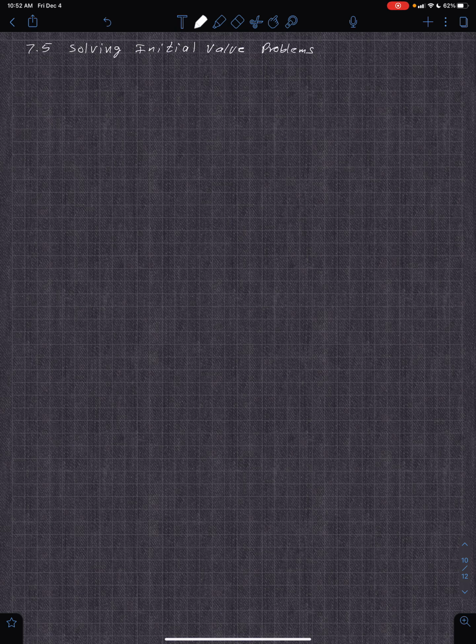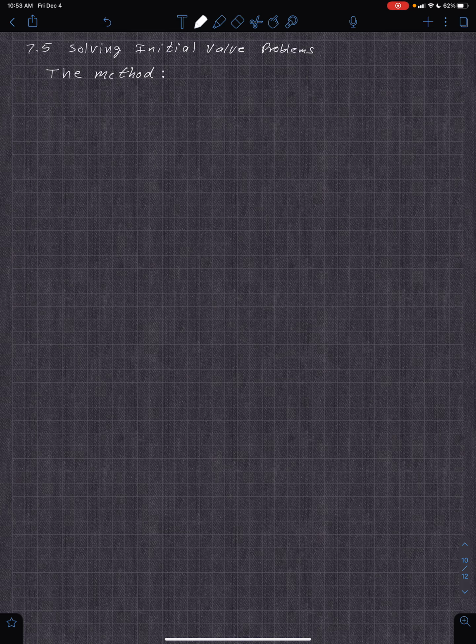So now let's look at 7.5, solving initial value problems using Laplace transforms, of course. So here's the method that we want to go over. Sometimes I write this out, but sometimes I like to write it and discuss as we go. So the method, this is what you do, and I'm paraphrasing probably what's in the book.